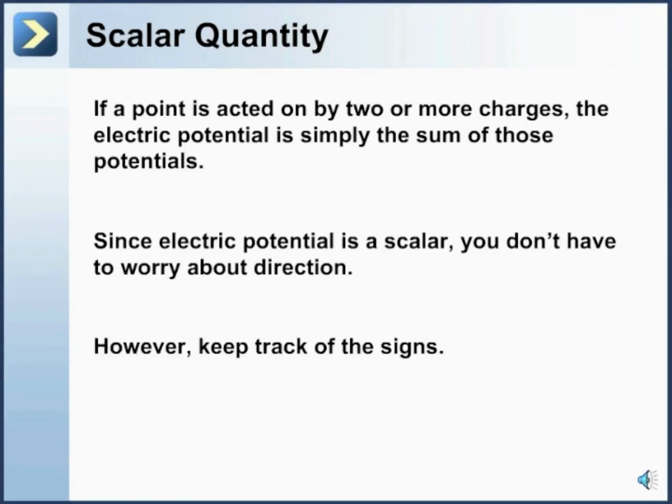So remember, scalars have only magnitude. Vectors have both magnitude and direction. So with the electric potential scalars, all you have to worry about is whether it's a positive potential or a negative potential. And if a potential is caused by several charges, all you need to do is add up all the individual contributions from each charge, keeping track of the signs.